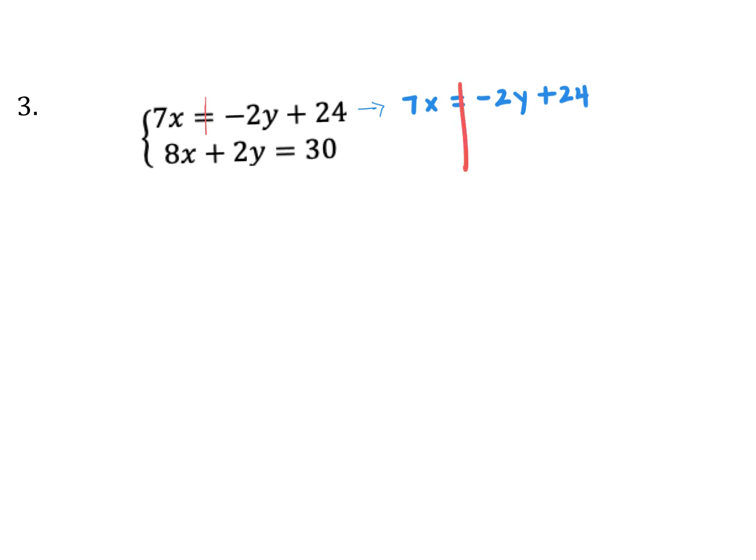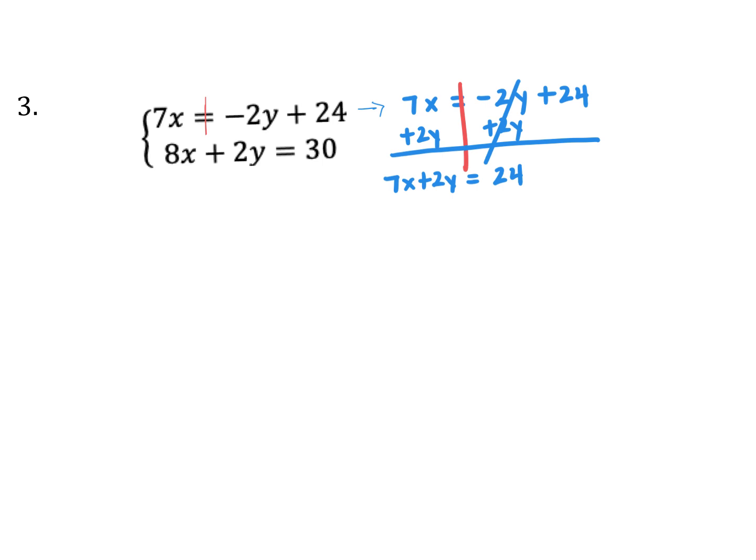Okay, my x is already on my left side, and now I want to move my y to my right side. So that says minus 2y, so I'm going to change it to plus 2y on both sides. Remember, my x comes first, so 7x plus 2y equals, my 2's are gone, that's going to give me 24. Okay, so now I'm in standard form. 7x plus 2y equals 24.